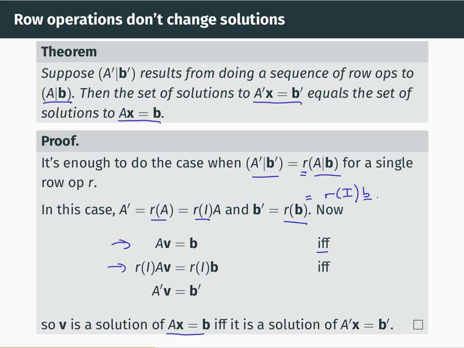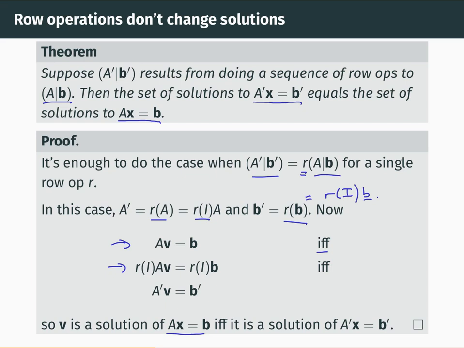And that tells you that the set of solutions for our first matrix equation, Ax equals B, is precisely equal to the set of solutions for the matrix equation A prime x equals B prime, which arose from doing a single row operation. Right. So to summarize then, doing row operations to the augmented matrix for a system of linear equations doesn't change the set of solutions to that system of linear equations.